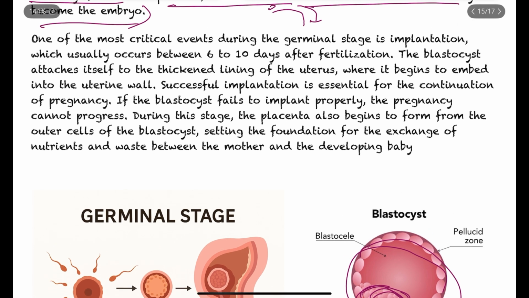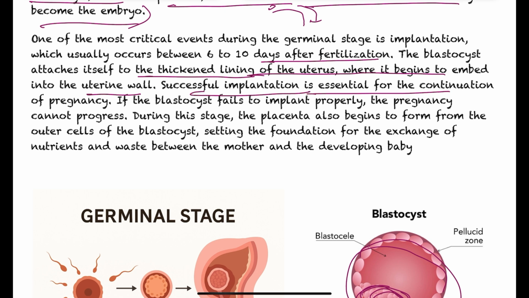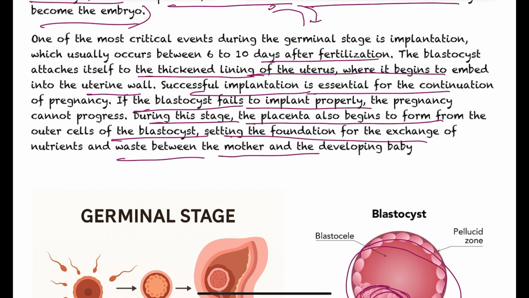One of the most critical events during the germinal stage is implantation, which usually occurs between 6 to 10 days after fertilization. The blastocyst attaches itself to the thickened lining of the uterus, where it begins to embed into the uterine wall. Successful implantation is essential for the continuation of pregnancy. If the blastocyst fails to implant properly, the pregnancy cannot progress. During this stage, the placenta also begins to form from the outer cells of the blastocyst, setting the foundation for the exchange of nutrients and waste between the mother and the developing baby.